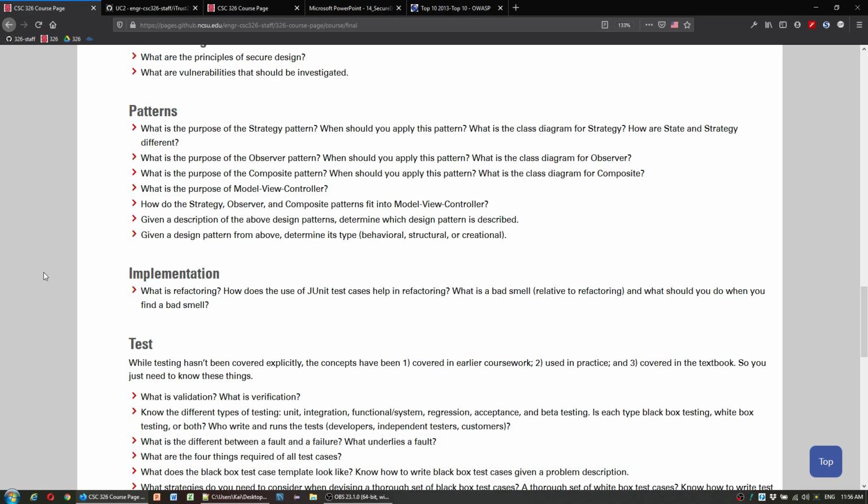So design patterns first, what is the purpose of the strategy pattern here? When do you use it? What does the class diagram look like? And how does it differ from the state pattern? All right, so the strategy pattern basically works by encapsulating an algorithm through an interface and then letting you switch implementations of that algorithm when you feel like it.